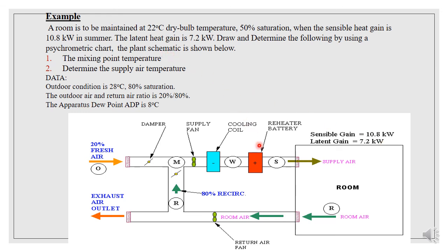So draw and determine the following by using a psychrometric chart. The plant schematic is shown here. So you have to find the mixing point temperature, and you have to determine the supply air temperature. It is also given that the outdoor condition is 28 degrees C and 80% relative humidity, and the outdoor air to return air ratio is 20% to 80%, and the ADP is given as 8 degrees C.